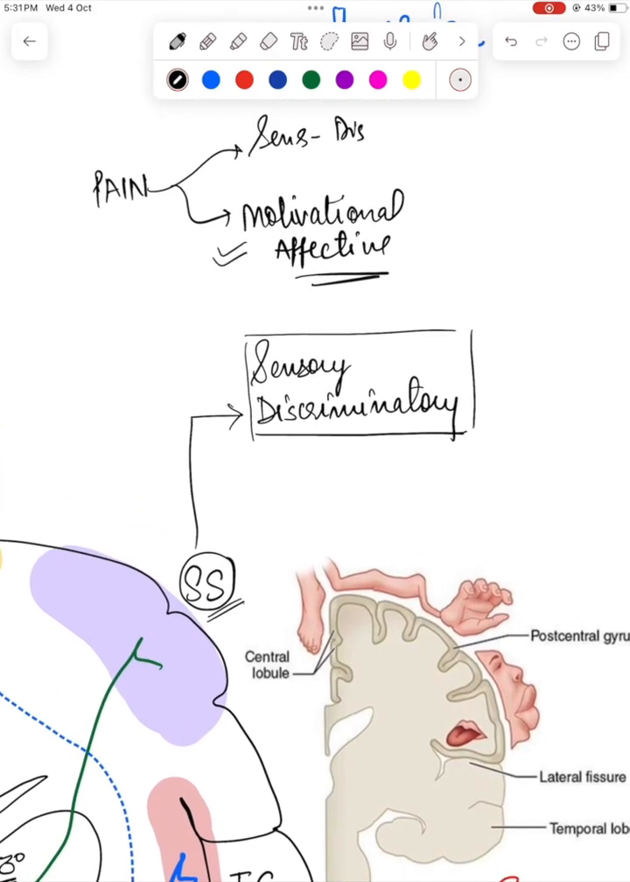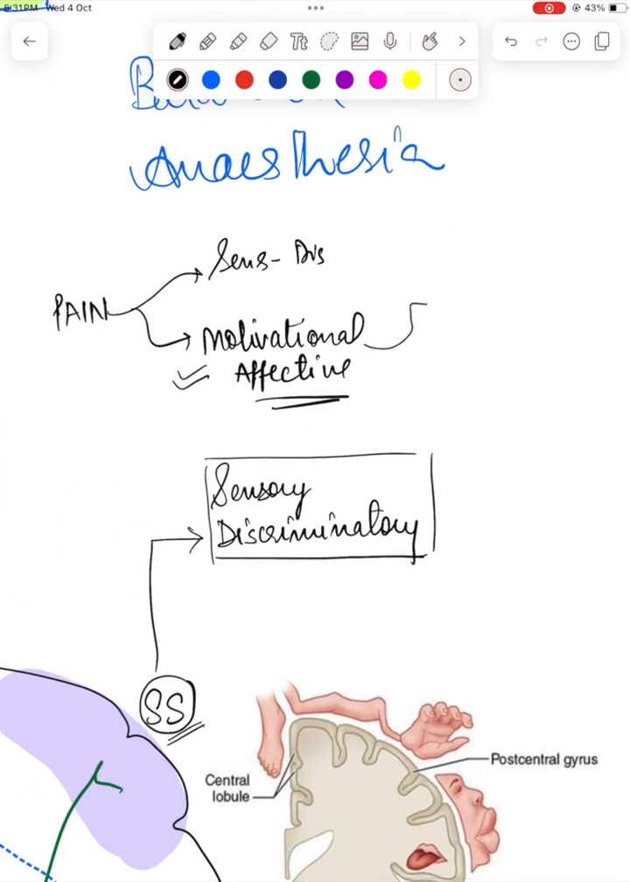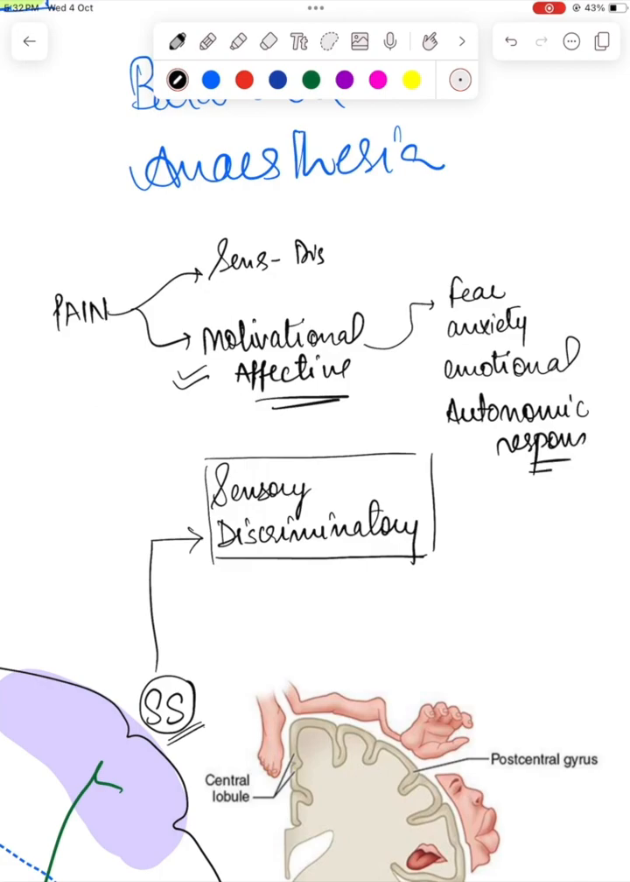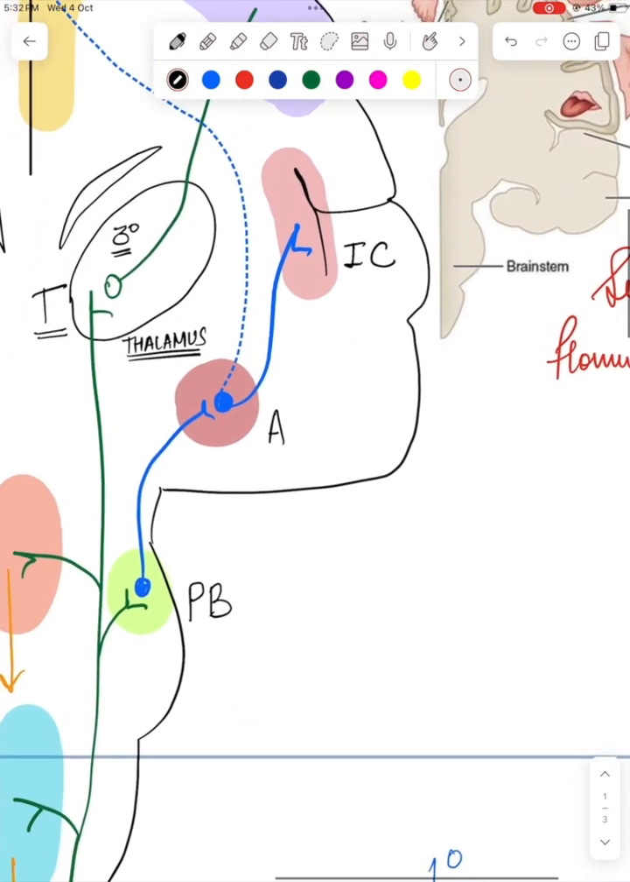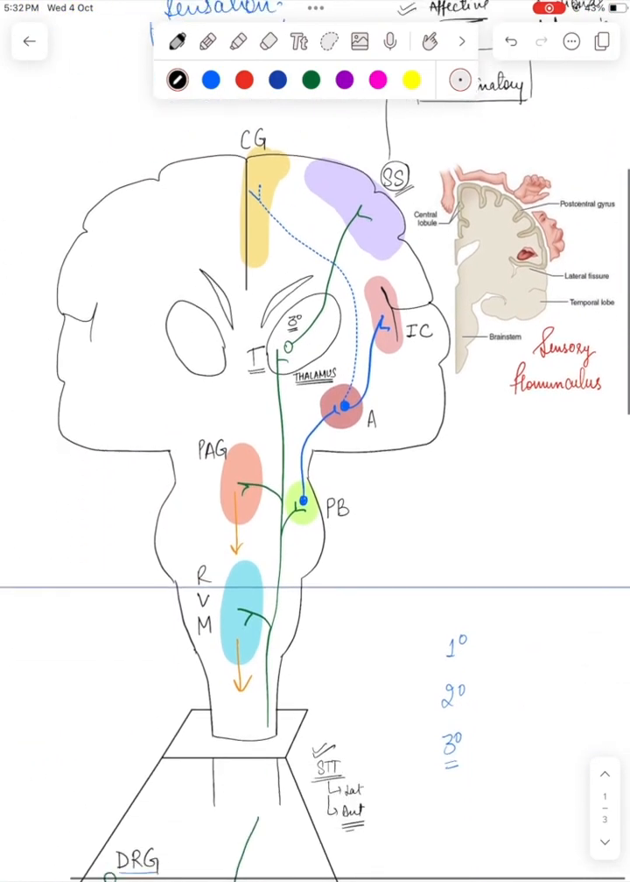But the motivational affective component is responsible for the associated symptoms along with pain, such as fear, anxiety, emotional upheaval, and autonomic instability or autonomic responses to pain. All of that is mediated by the motivational affective component of the pain perception.